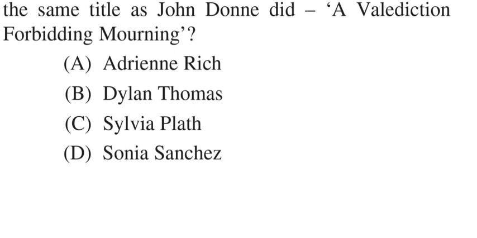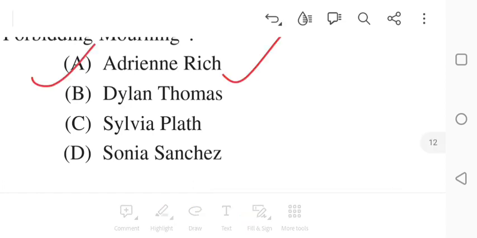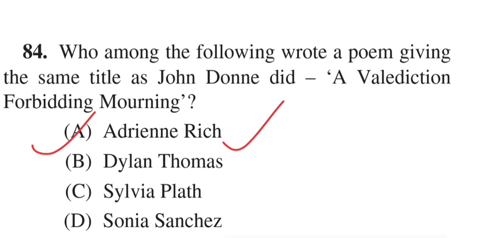A. Adrienne Rich. This is the correct answer. So she has written a poem titled A Valediction Forbidding Mourning, just like John Donne.